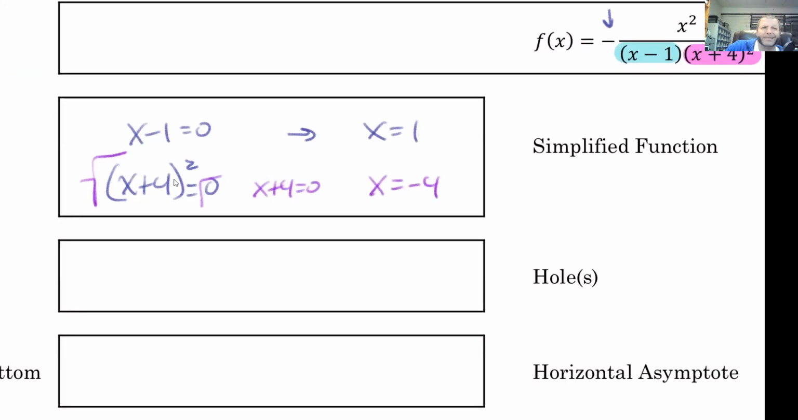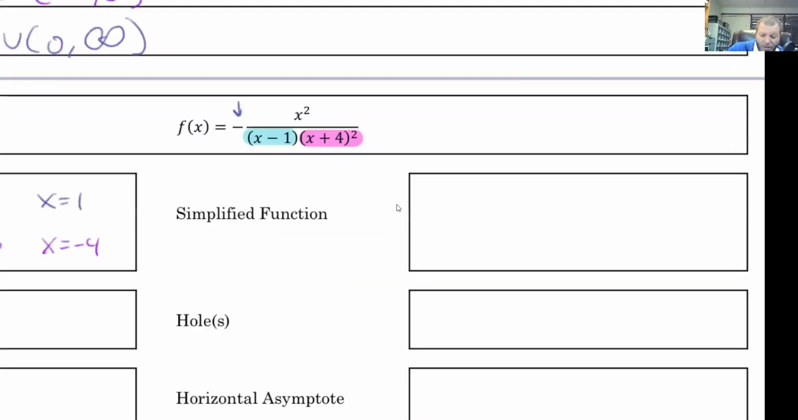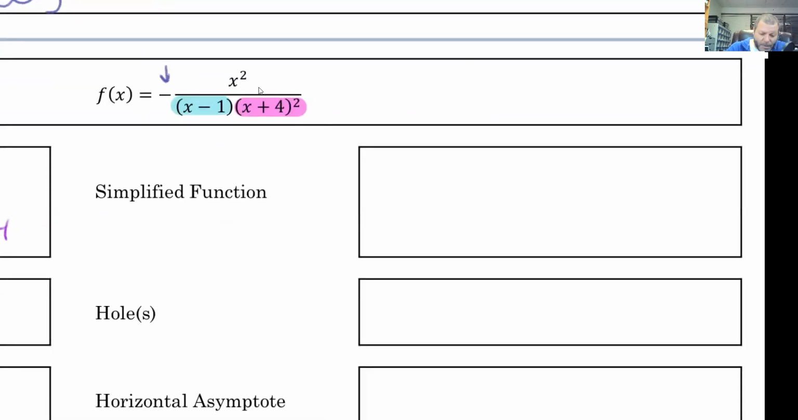In a sense, it doesn't matter what the power is here, whether it's a 2 or 3 or like a 7/3. Plugging in -4 there would always make 0 raised to some power. So you don't have to do square roots. In terms of simplifying the function, we can't. Nothing in the top and the bottom cancels. So we have this function that's negative x squared over (x minus 1) times (x plus 4) squared.